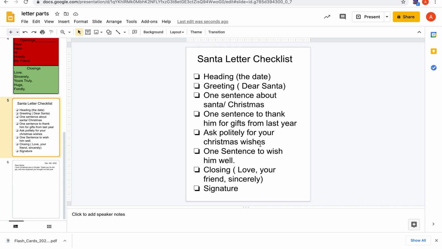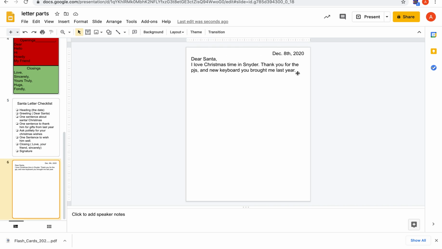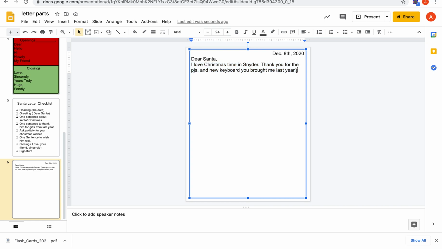Okay, so let's do it. This year, I would really like a new wireless mouse. Because I really thought about it. In my list, I need things to help me teach online. So I really narrowed down my list. I'm only going to ask for one thing.